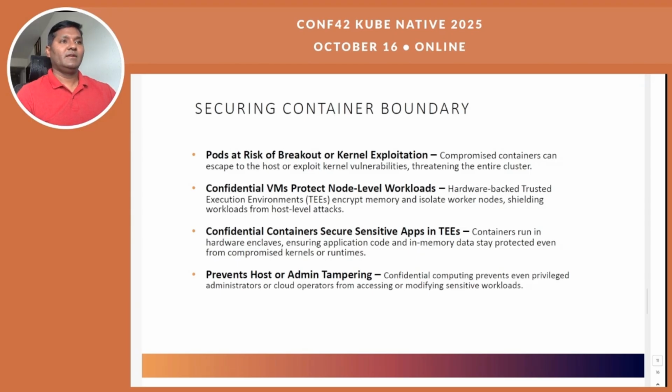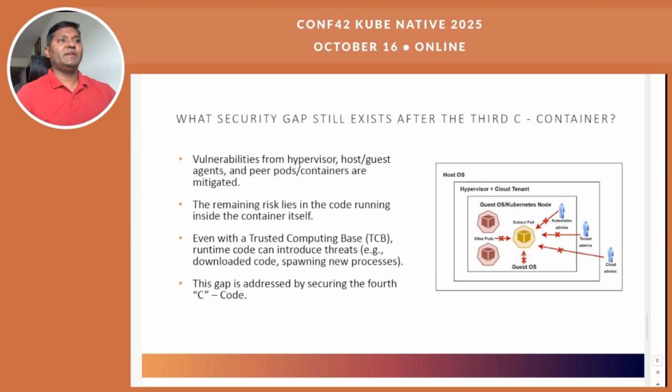Before that, let's recap what security gaps still exist after the third C, container layer. At this point, most of the external and infrastructure layer threats have been mitigated, as you can see in this picture. The protections from the hypervisor, host, or guest agents, pods or containers are already in place through confidential computing and strong isolation controls. However, the remaining risk lies within the code itself, the application logic running inside the container.